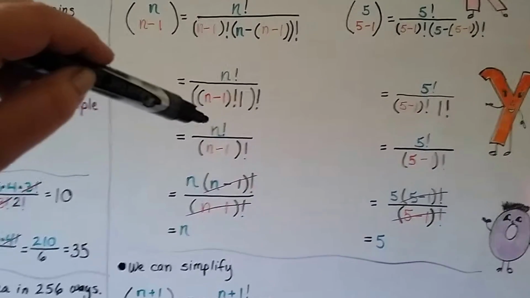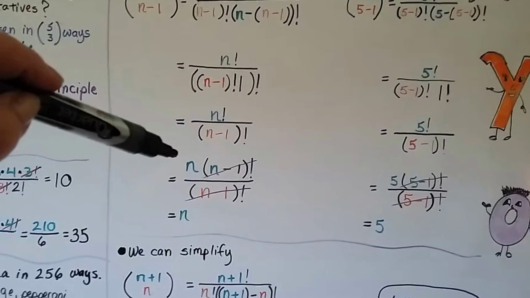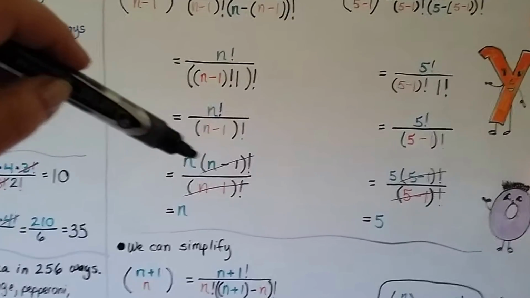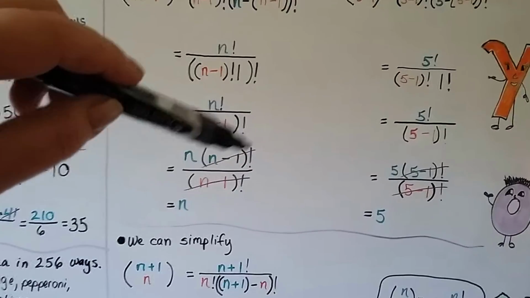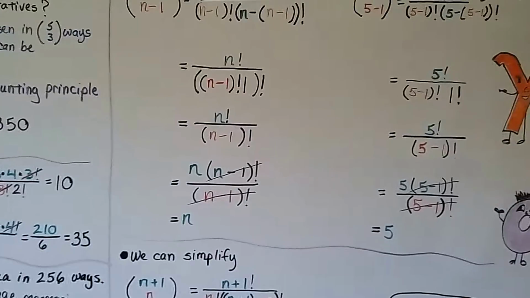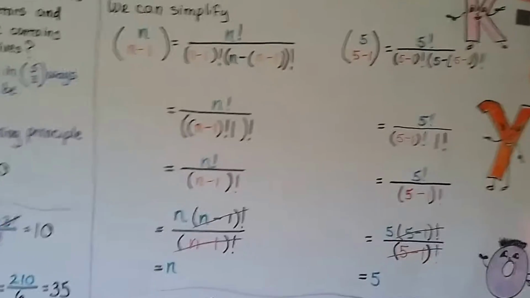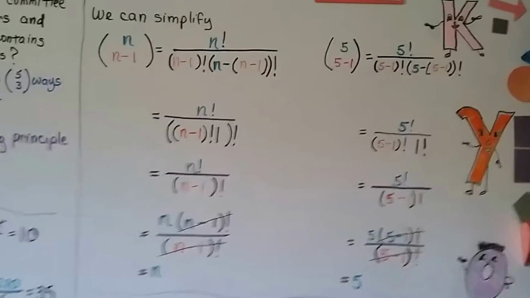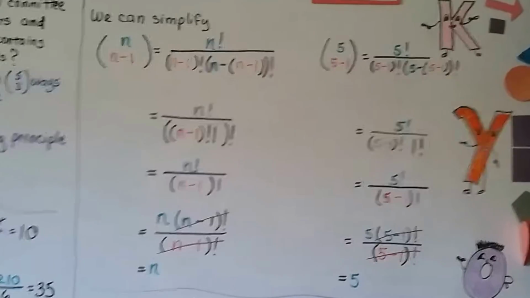We can write this n factorial with a factor of n minus 1 factorial and cancel these out, and we're left with an n. So let's plug a 5 in here in case you're confused, you'll be able to follow along because I'm going to be using real numbers.